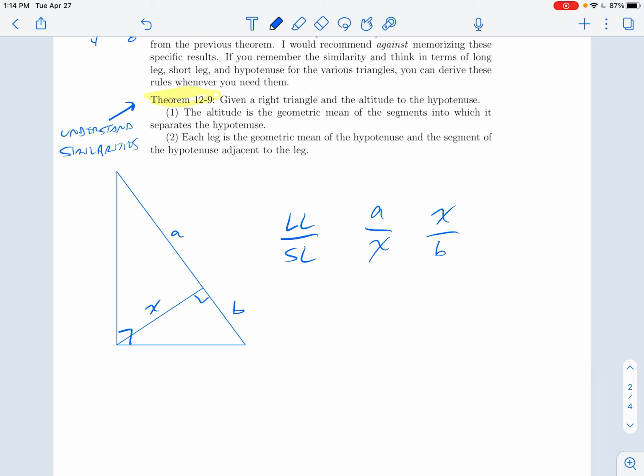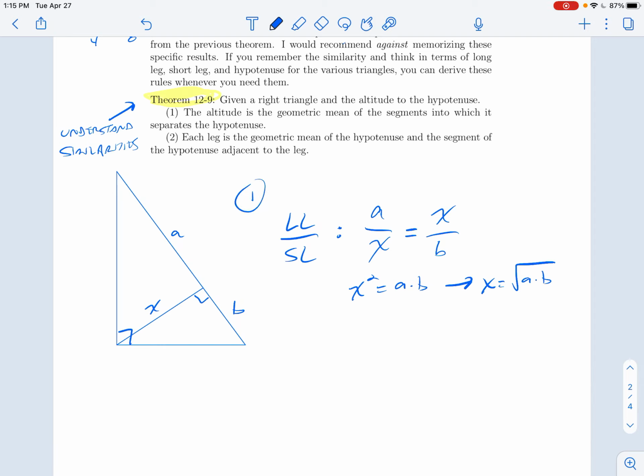But what we just learned is that in this kind of picture, a right triangle divided into two right triangles, all the triangles are similar. So those ratios are the same. The corresponding sides are in proportion. Ratio of long leg to short leg is the same. If I cross multiply here, I get x squared equals a times b. So x is the square root of a times b. That's a geometric mean. I don't think there's any need to memorize this. I would just set up this ratio whenever you need it. That's number 1.